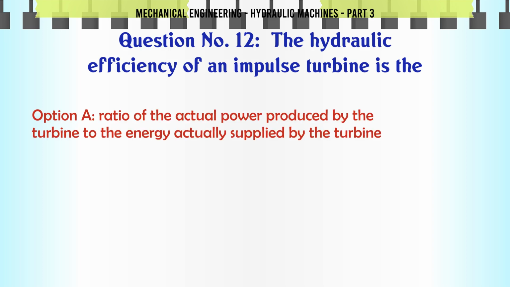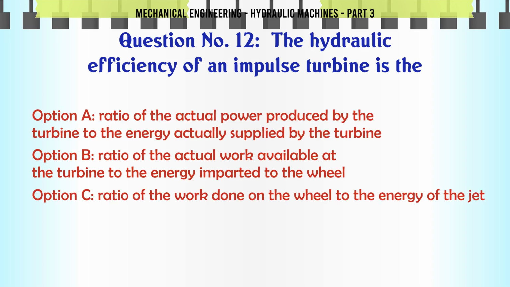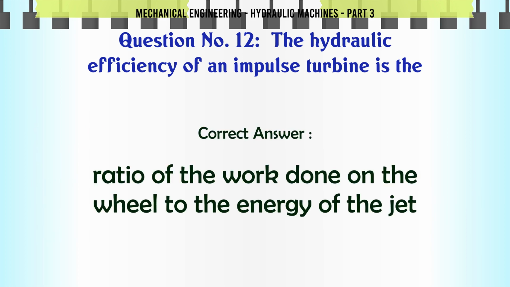The hydraulic efficiency of an impulse turbine is the: A. Ratio of the actual power produced by the turbine to the energy actually supplied by the turbine. B. Ratio of the actual work available at the turbine to the energy imparted to the wheel. C. Ratio of the work done on the wheel to the energy of the jet. D. None of the above. The correct answer is ratio of the work done on the wheel to the energy of the jet.